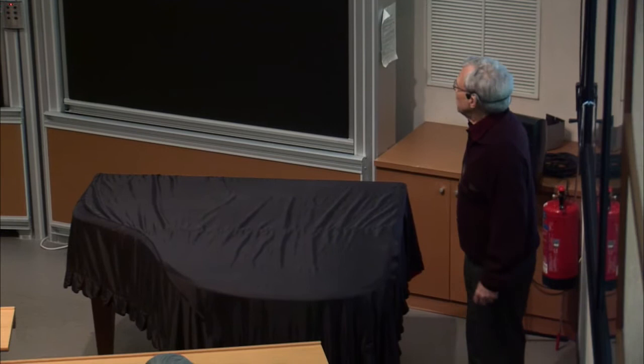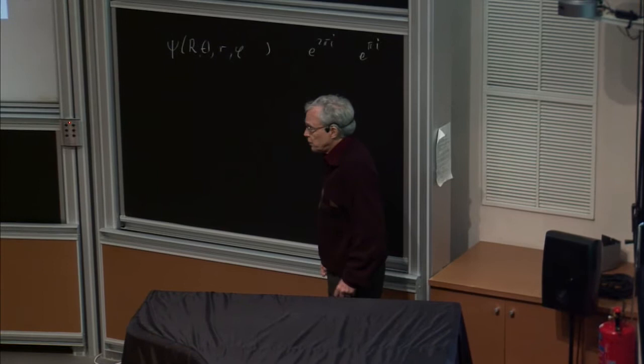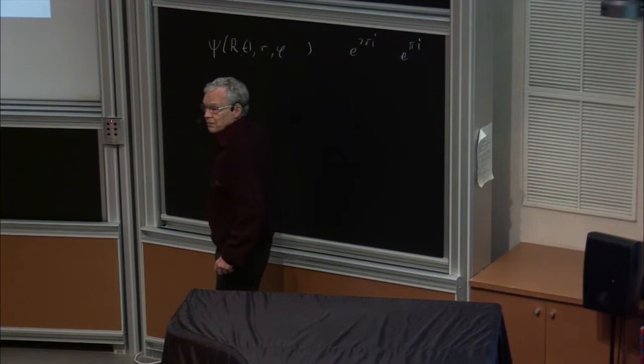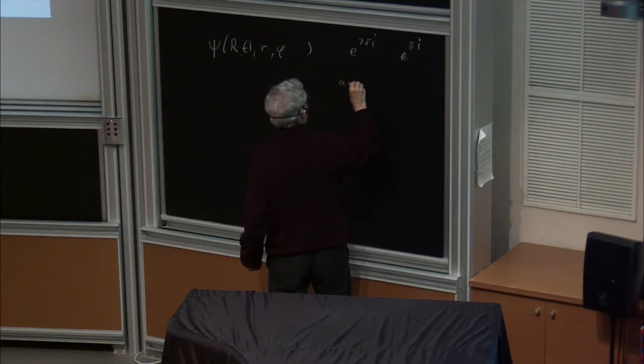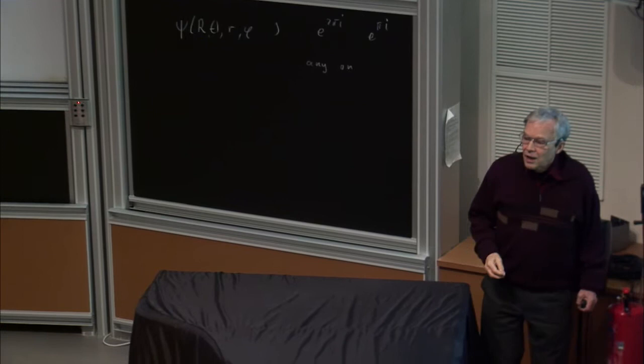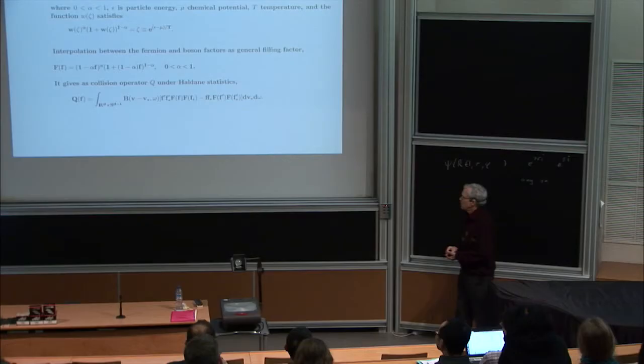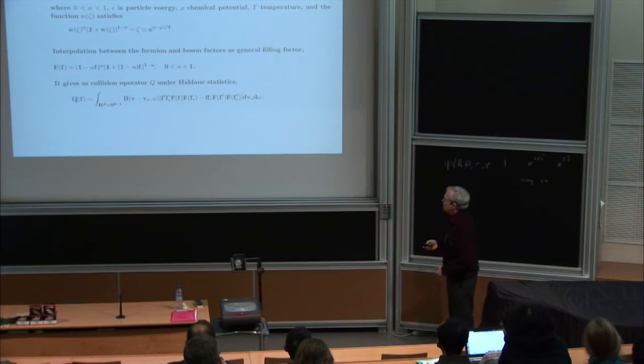But in 1977, Leinaas and Myrheim proved that there is no such restriction in less than 3 dimensions. So in less than 3 dimensions, you can have any phase factor in front when you switch. And the new type of particles were called anyons. When you have a gas of anyons, it of course has some kind of statistics, and that statistics turned out to be a generalization of the Pauli exclusion principle.